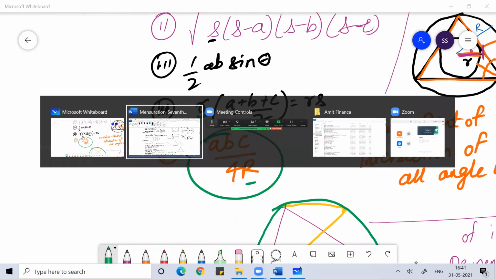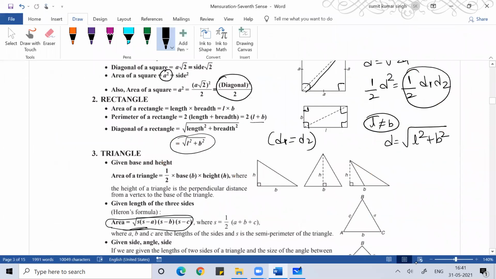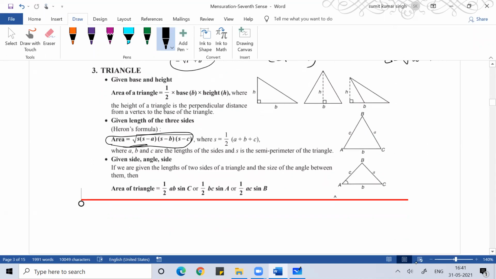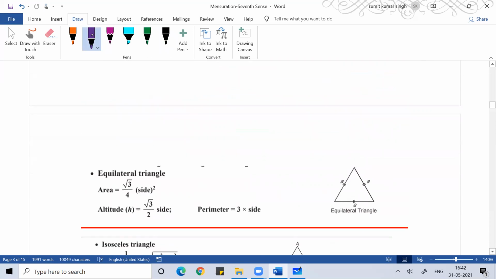These are the values you can use for the area of a triangle. This is the formula which I told you, so we can remember it. Also, half AB sine C, then half BC sine A, then half AC sine B. This is again the area of the triangle. You understood, right? Yes, sir.